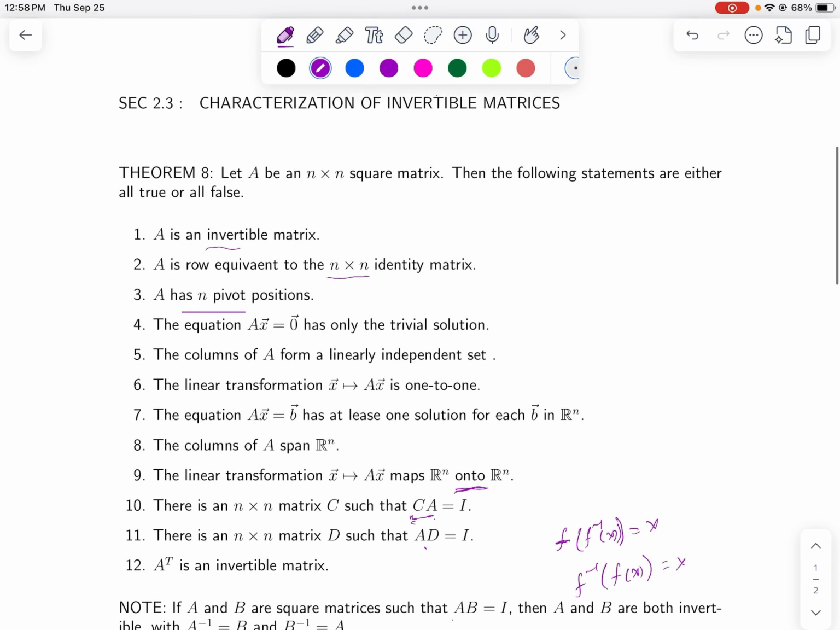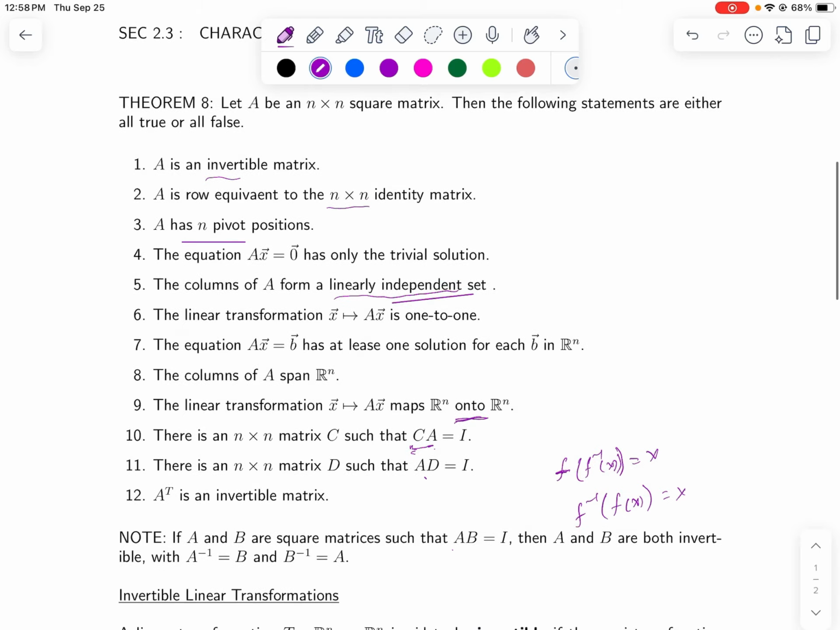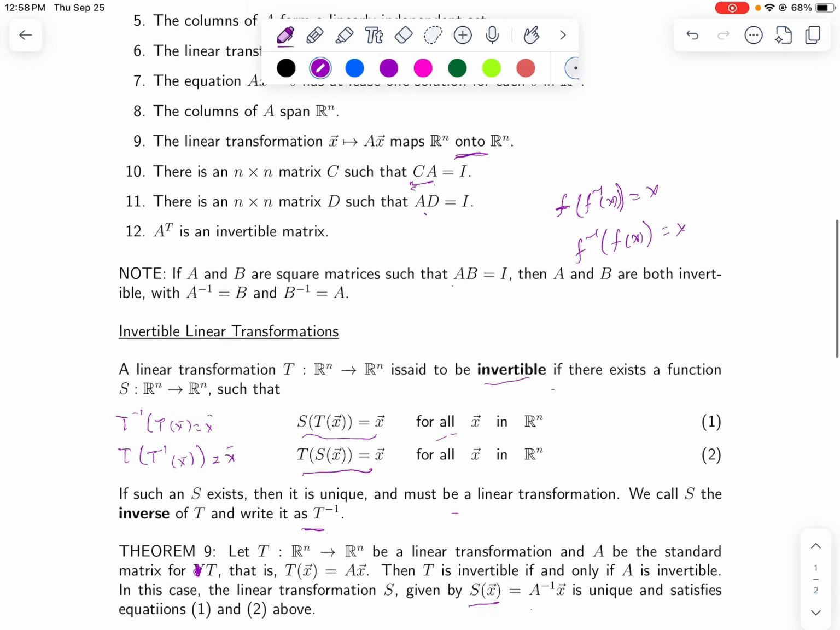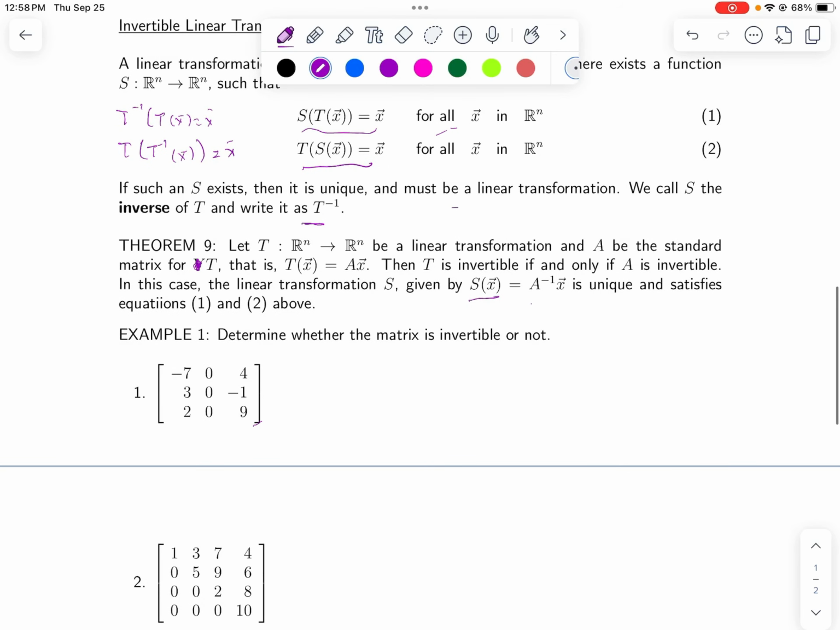Well, in our case, we see that it doesn't have 3 pivot positions there, but maybe when we work, if you can see there will be 3 pivot positions, then you can say it is invertible. Okay, what else can we see? The columns of A are linearly independent sets.